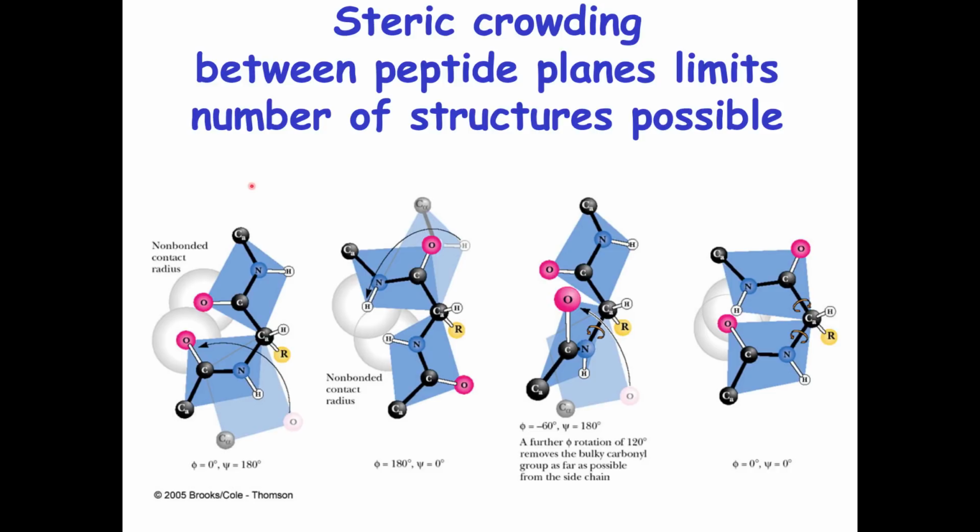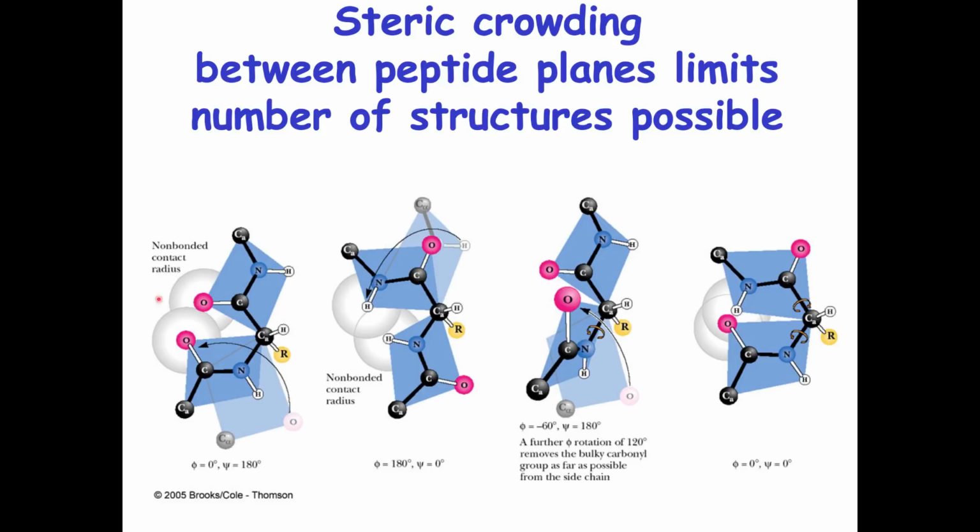Now, steric crowding between peptide planes actually limits the number of structures possible. And so you don't really observe free rotation around those phi and psi angles. And that's because of what we call steric hindrance or steric crowding. And that is just due to the fact that two atoms cannot be in the same place at the same time. And so of these four structures, we see that the first two and the last one are not allowed.